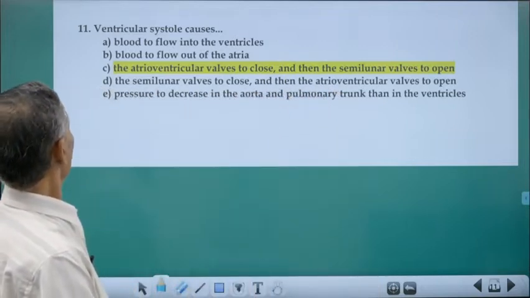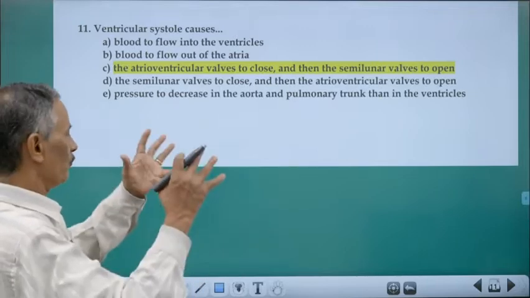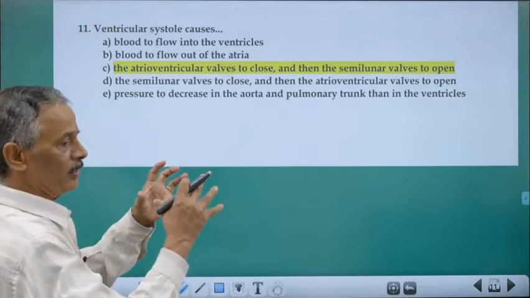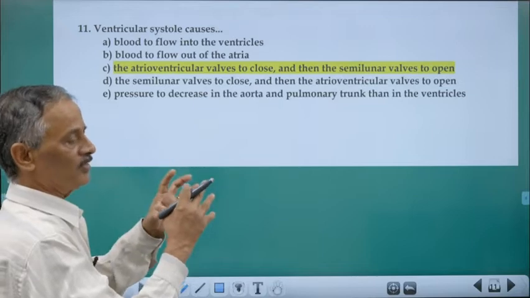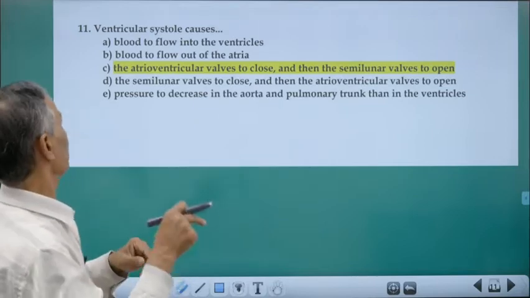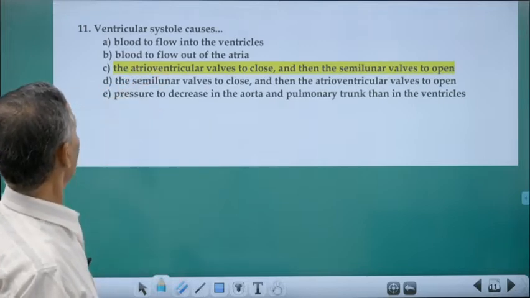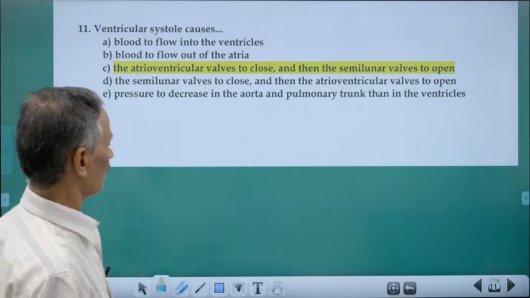Then ventricular systole. The ventricle is contracting. So when the ventricle is contracting, what will happen? The volume of the ventricular chamber becomes reduced, pressure increases. Blood to flow into the ventricles. See, ventricular systole causes.